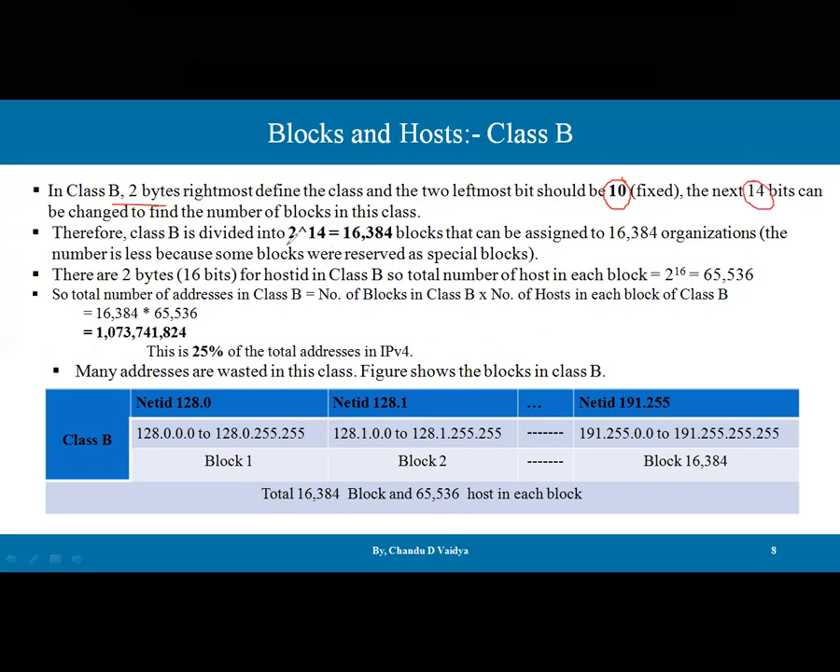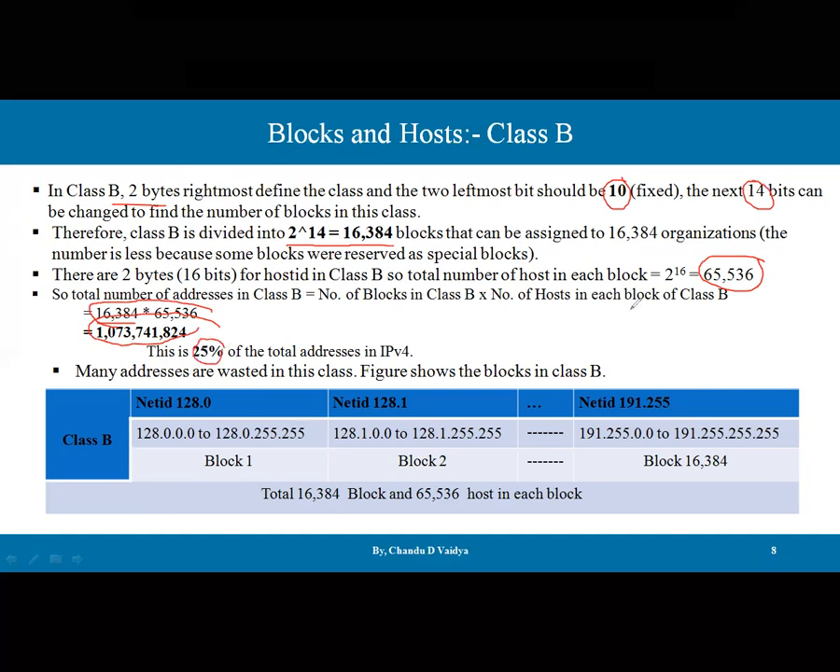So 2 to the power 14, 16,384 blocks will be there, and in each block there will be 2 to the power 16, so 65,536 IP addresses in one block. So if you multiply this value with the number of blocks, 16,384 into 65,536, the value will be more than 1 billion over here, guys. Okay, so this will be a 25% share out of 100.